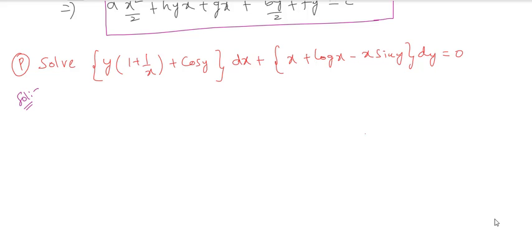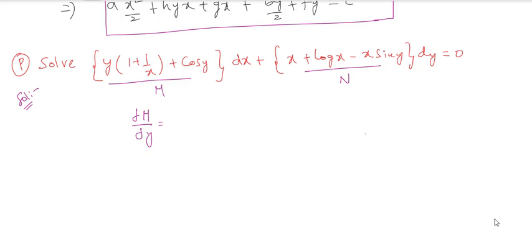So how will you solve this question? Again, if you see here, this is your M and this is your N. So M dx plus N dy you are having. Again, calculate dou M by dou y and dou N by dou x, to check whether it is an exact equation; then you will have a solution. So try to check it out. Dou M by dou y is what? With respect to y you have to do it.